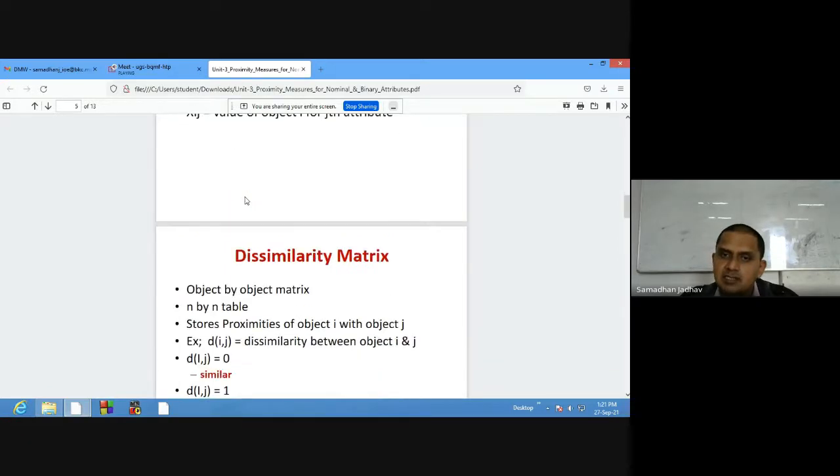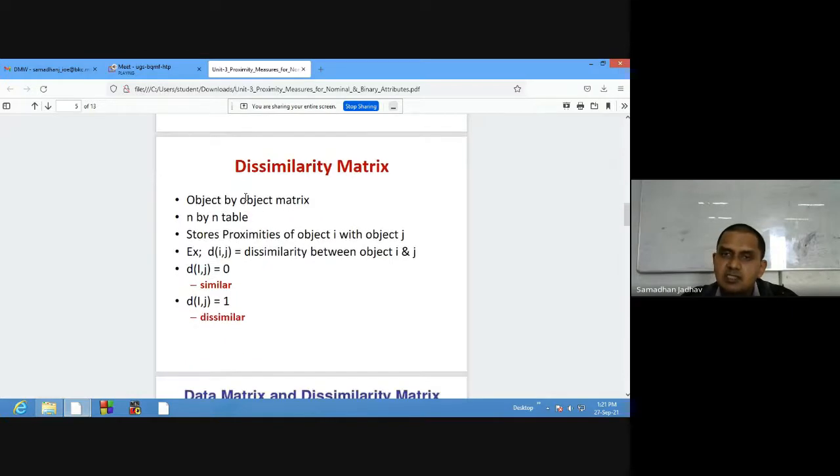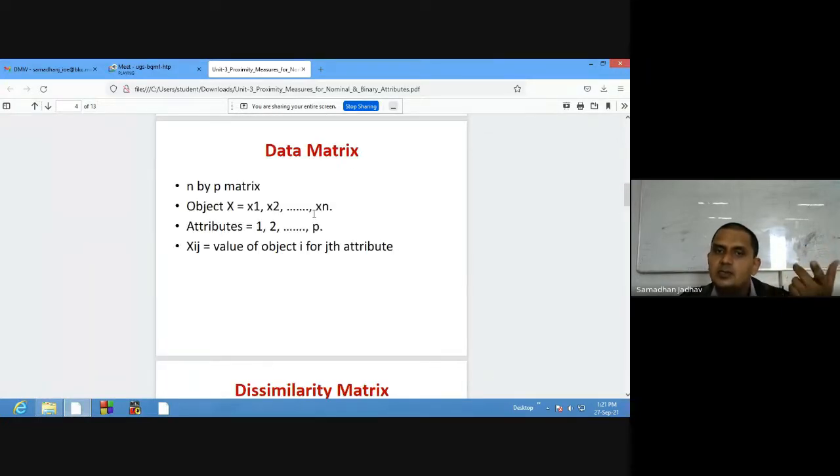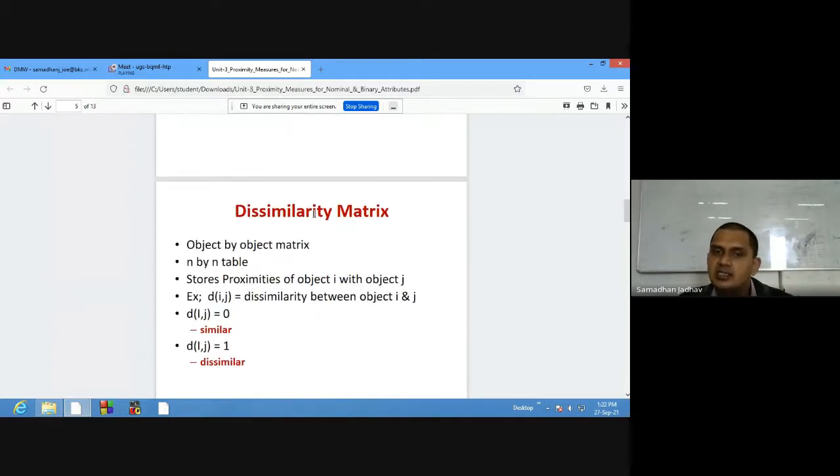Now another is the dissimilarity matrix. What is a dissimilarity matrix? It is not an object to attribute matrix. Like the data matrix was object to attribute, meaning rows have objects and columns have attributes. So it's an object by attribute matrix, the data matrix. And the dissimilarity matrix is object by object, meaning rows are labeled with objects and columns are also labeled with objects.